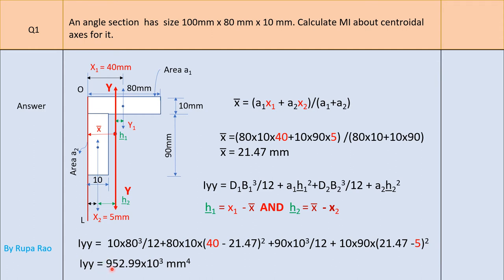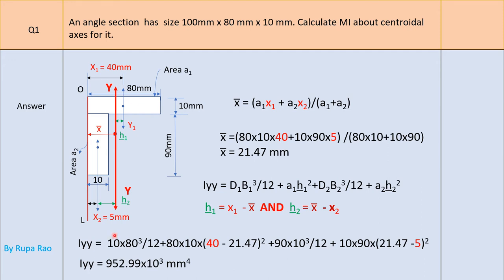You will get the answer 952.99 × 10³, and the unit is mm^4. This is how you calculate I about Y, that is the moment of inertia about the centroidal axis YY, for the L section. Here for the L section you have to calculate first X bar and decide the position of the centroidal axis YY, and then only you can calculate IYY.